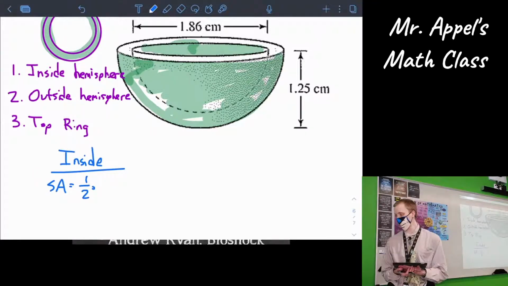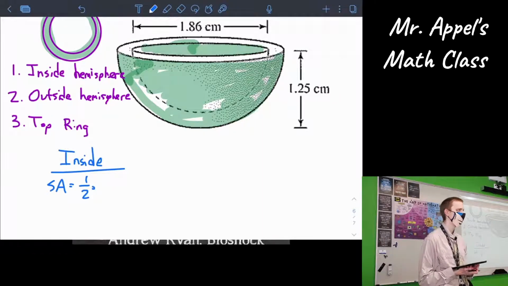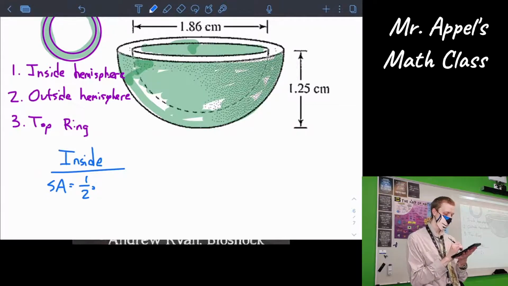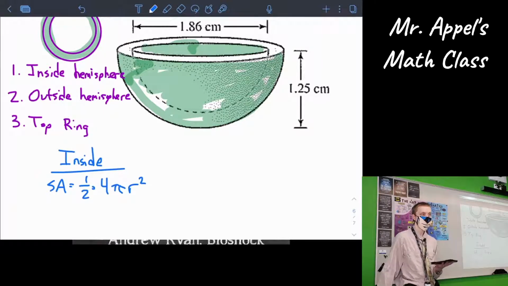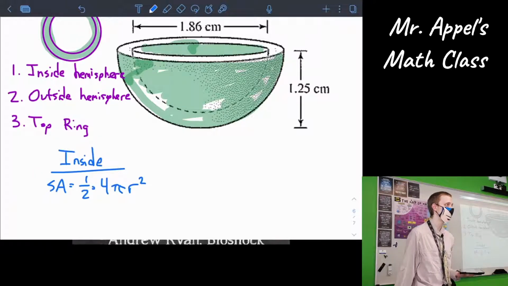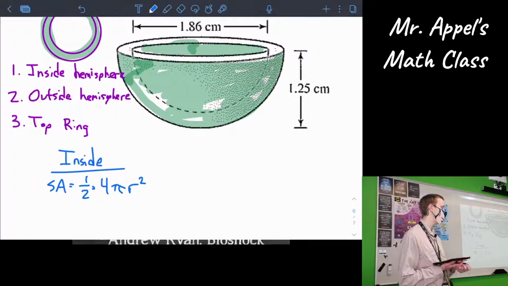Mr. Apple, I don't have that memorized. That's okay. You have it in your notes. 4 pi r squared. Yep. Very good. Again, you don't need that memorized. If you have it in your notes and you can find it relatively quickly, that's good enough. I do not need you to memorize any of these area, surface area, or volume formulas. They are always given to you. Even on the SAT, they give you these formulas.